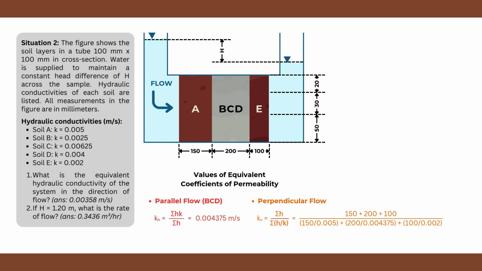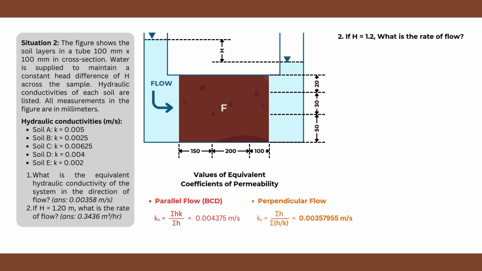This gives us an equivalent hydraulic conductivity value of approximately 0.0036 meters per second. With that, we can move on to our last question. In determining our rate of flow, given the constant head difference of 1.2 meters, we can consider our stratified soil sample as one type since we are already given the equivalent coefficient.